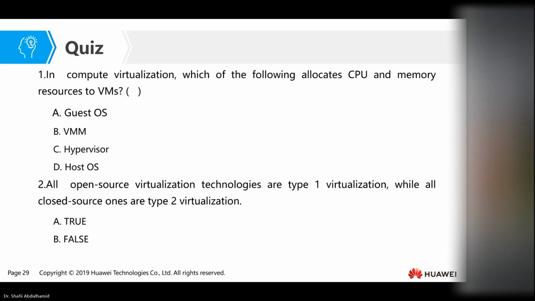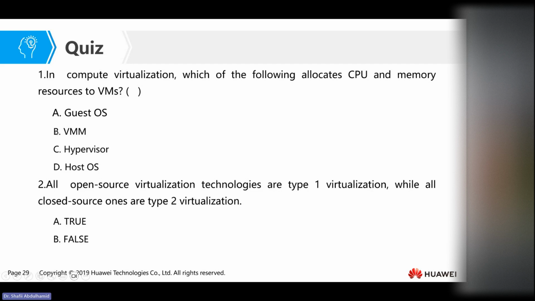Who wants to try again? I think hypervisor. Which one is correct? C, I think. Hypervisor. No. Let me read the question again. In compute virtualization, which of the following allocates CPU and memory resources to virtual machines? Isn't it the host OS? Because it allocates to the VM. No, you are far away from it. Guest OS? Guest OS is also far, far away from it. Now you stop guessing. Anyway, I'm just joking.